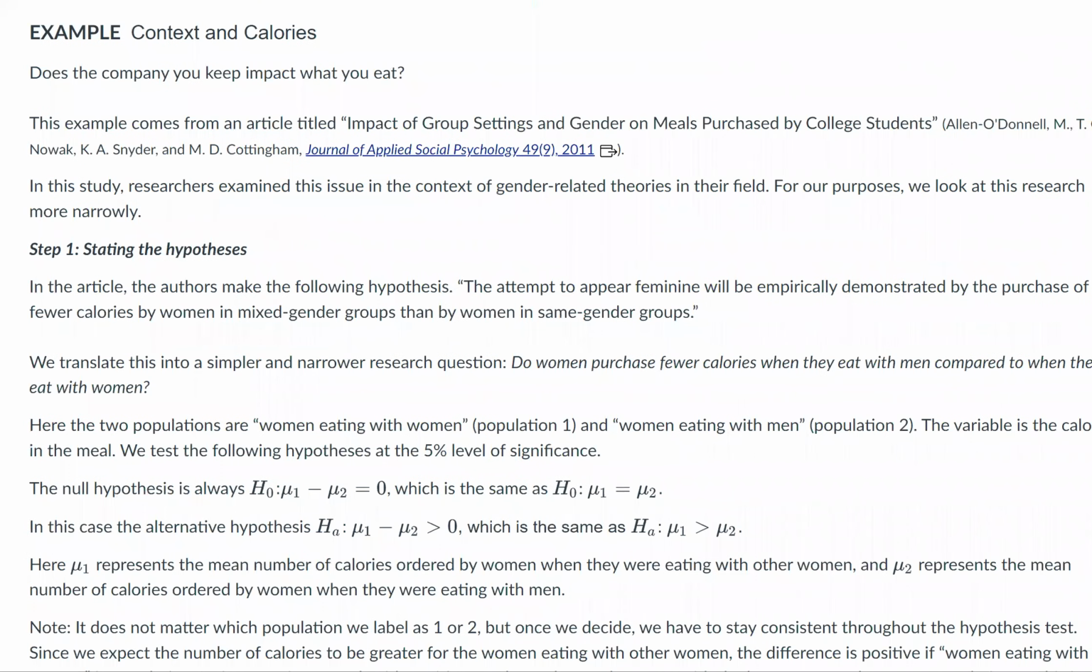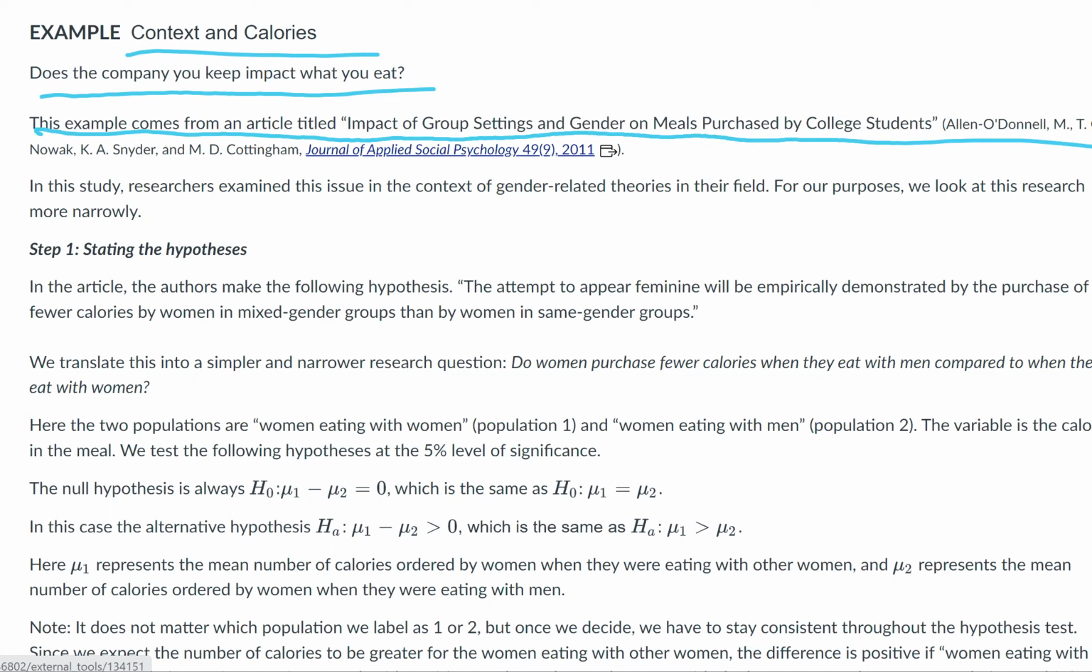So now I'll look at another example about context and calories. Does the company you keep impact what you eat? This example comes from an article titled Impact of Group Setting and Gender on Meals Purchased by College Students. In the study, researchers examined this issue in the context of gender-related theories in the field. For our purposes, we look at this research more narrowly.